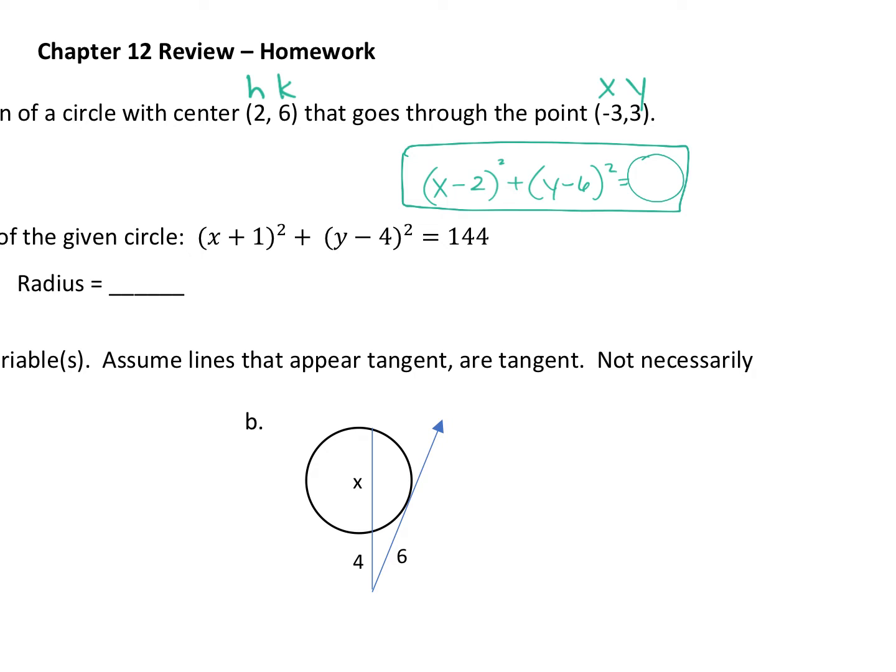The way we do that is we plug in the x and the y. So it's going to be -3 minus 2 squared plus 3 minus 6 squared equals our radius squared. So -5 squared, that's a positive 25. -3 squared is 9. So our r squared is 25 plus 9, or 34. And that goes right there. And that is your answer.